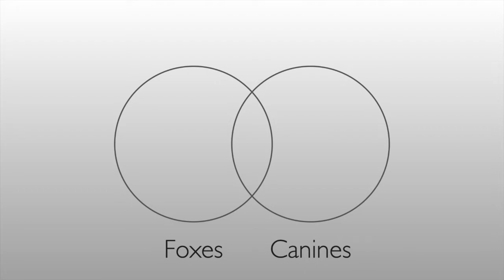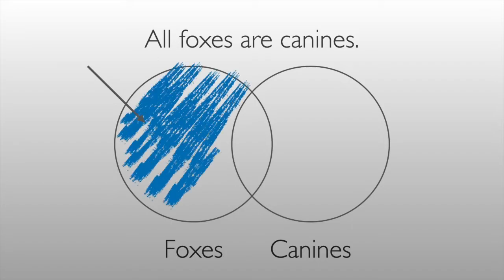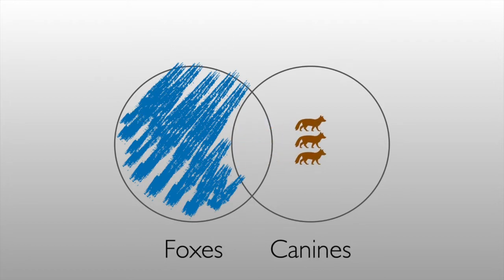Now the first premise says all foxes are canines. So you see all these foxes over here outside the canine circle? No? Well, that's the point. There aren't any. All foxes are canines. So if there are any foxes at all, they have to be right here. They couldn't be over here, outside the fox circle. Then they wouldn't be foxes. They'd be some other canine, like a jackal or a dingo. So if it's true that all foxes are canines, then all the foxes in the world are right here, where the fox and the canine circles overlap.